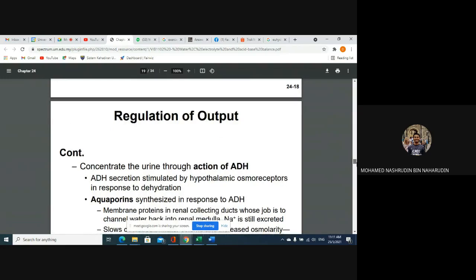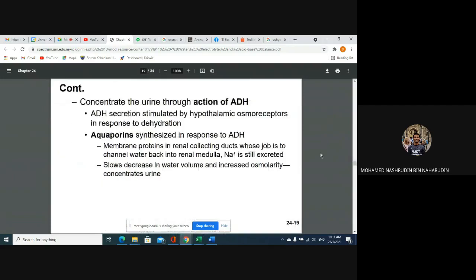And then aquaporins are synthesized in response to antidiuretic hormone. Aquaporins are membrane proteins in the renal collecting ducts whose job is to channel water back into the renal medulla, and then sodium is still excreted. There is a slow decrease in water volume and an increase in osmolality. This concentrates urine.